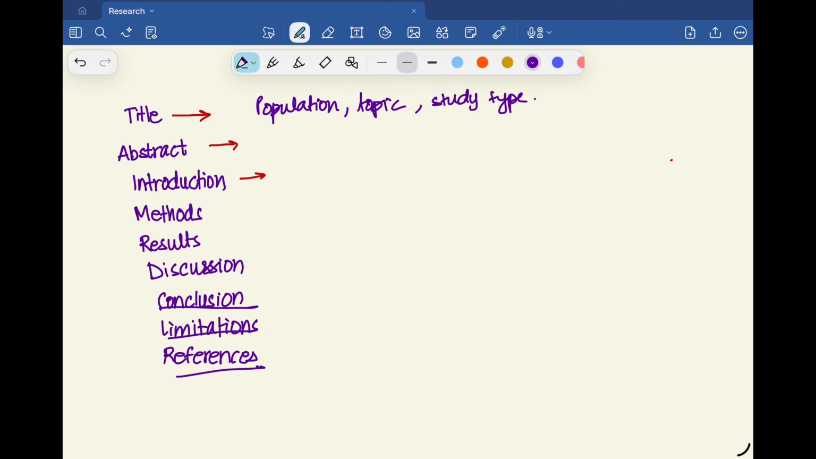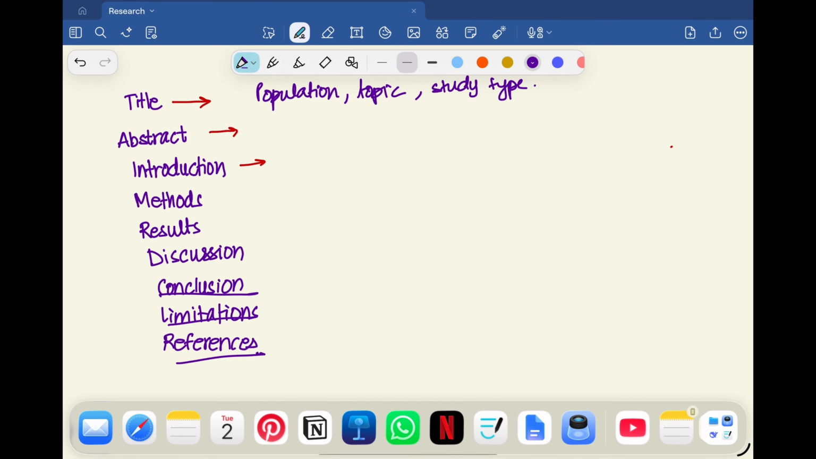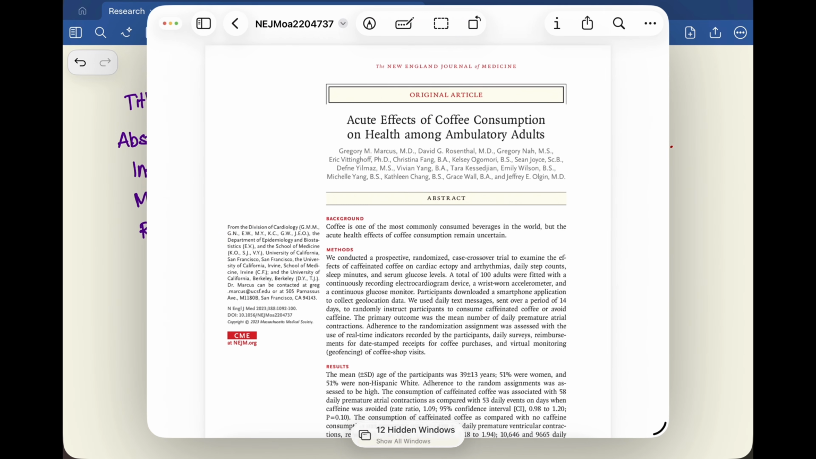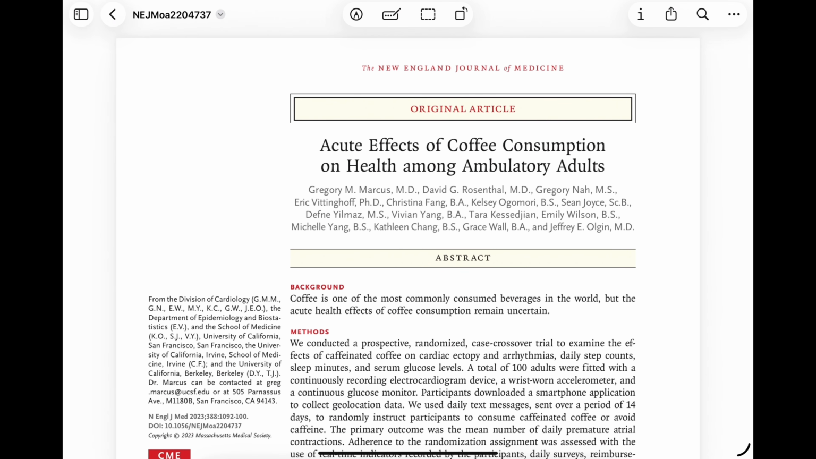So I'll show you an example. Just give me a minute, okay? So let's open a study now. Okay, so this is a study from the New England Journal of Medicine.